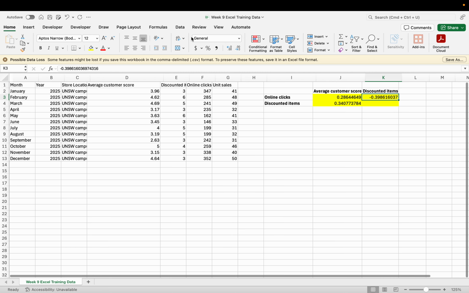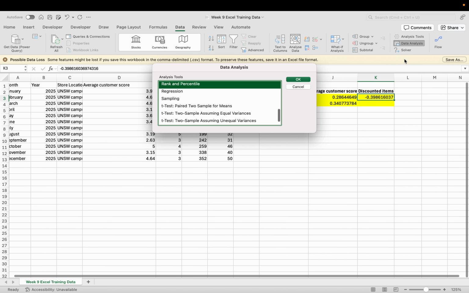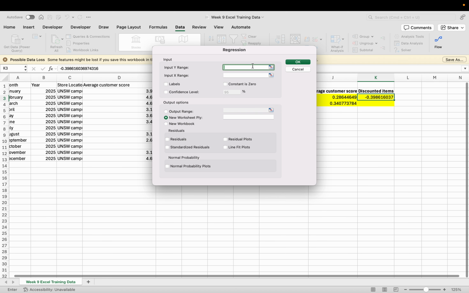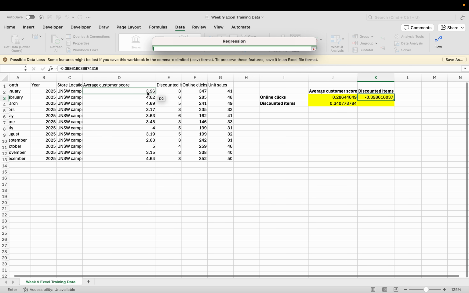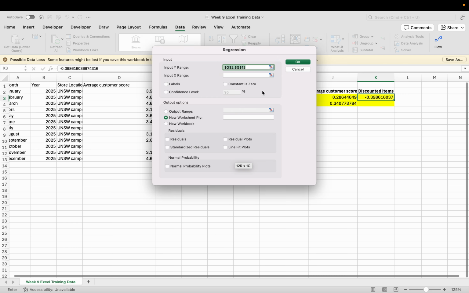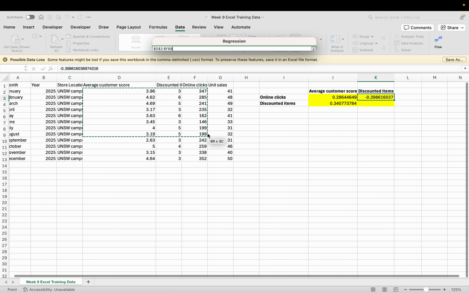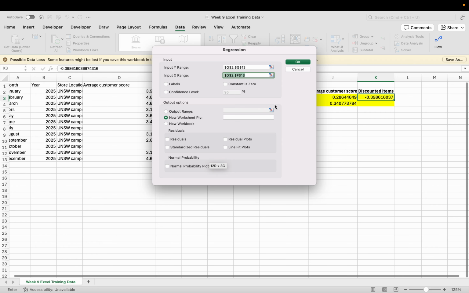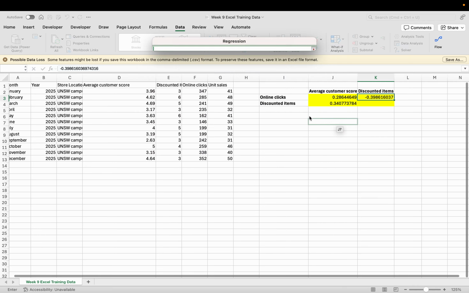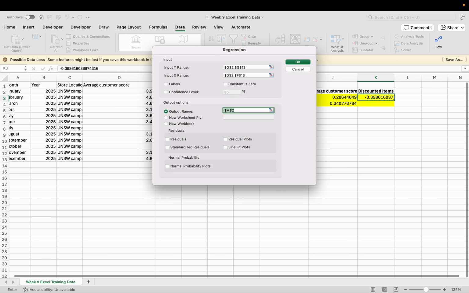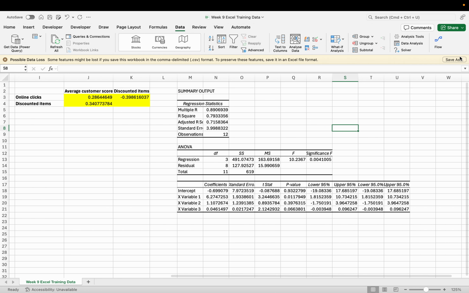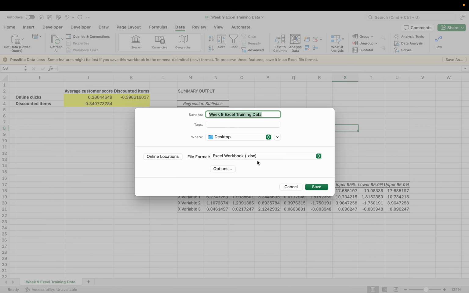Okay, let's do a regression. Data analysis, regression. The Y range is unit sales. These are the X ranges. Oh, I forgot, we also have to save this as an XLSX. So yeah, I'll just save it.